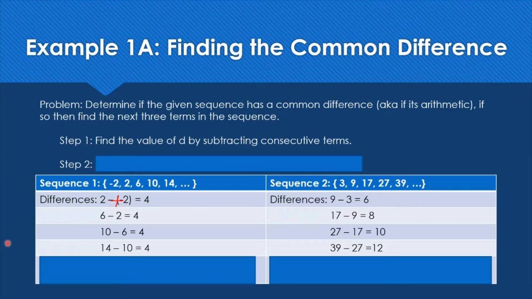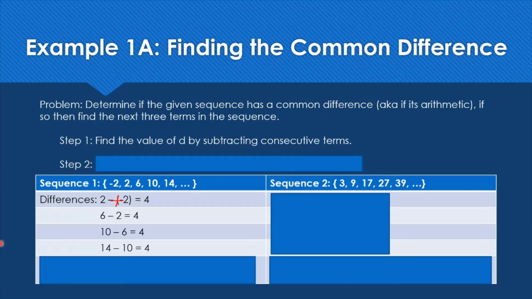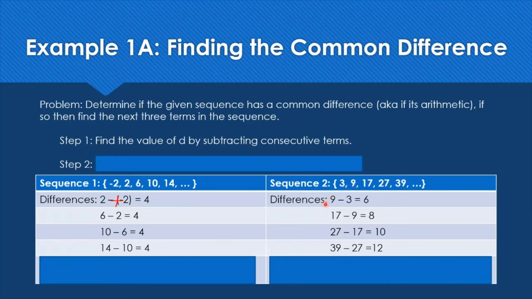So let's head over to the second sequence. The second sequence is the numbers 3, 9, 17, 27, and 39, plus some other digits that come after that. So again, we'll find the 4 differences between these numbers. To start off with, we'll do 9 minus 3, which will give us 6. And then just going down the line doing the basic arithmetic, but making sure you take the second term minus the first term, and then the third term minus the second term, and then the fourth term minus the third term, so on and so forth. We'll get that we have differences of 6, 8, 10, and 12 respectively.